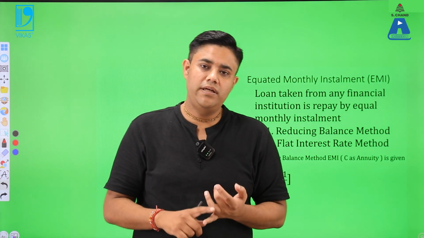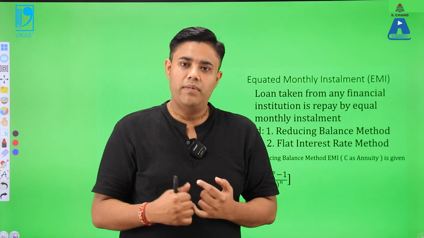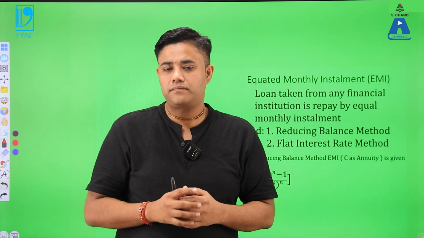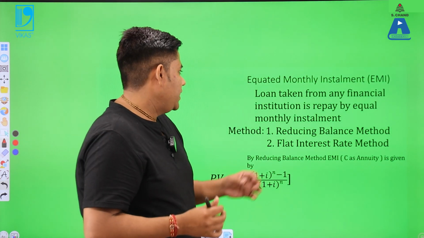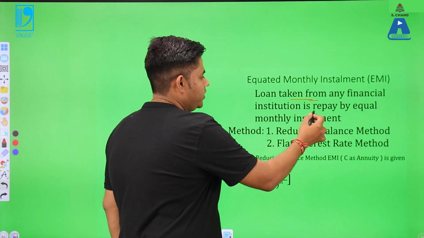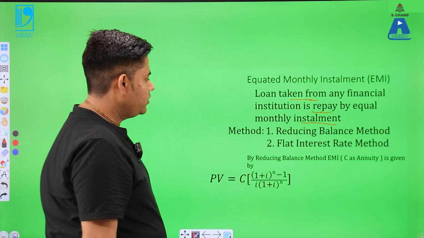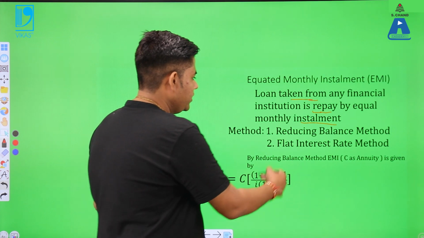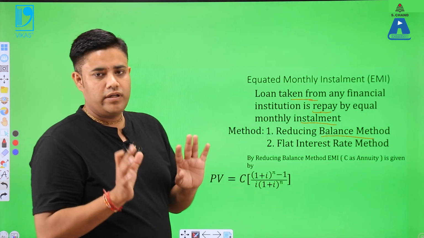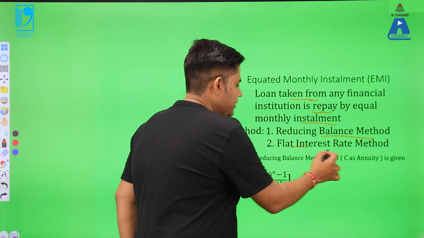So EMI is basically the equal monthly installments that is being taken from the customer by the bank when the bank offers a particular set of loan to the customer. So as you can see, that loan taken from any financial institution is to be repaid by equal monthly installments. So there are two methods. One is the reducing balance method, in which you have to return that particular amount in a particular fashion. And the second is flat interest rate method.